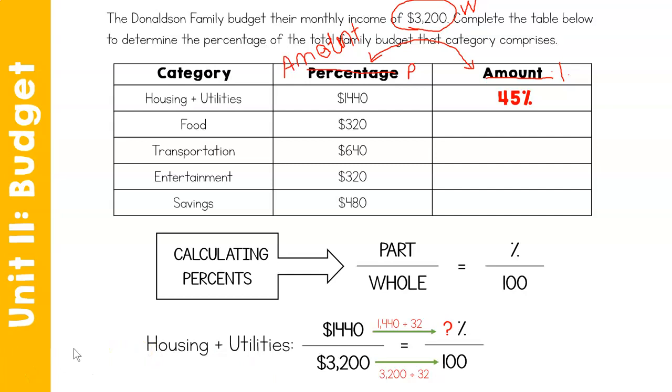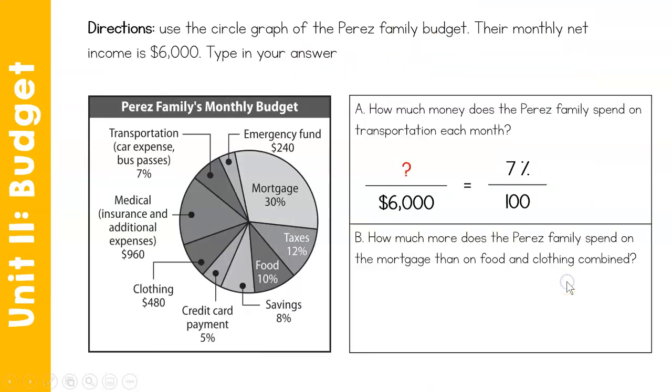Okay, so hopefully you solved for these. We're going to run through these really quickly. For food, you should have gotten 10%. For transportation, you should have gotten 20%. For entertainment, you also got 10% because they are the same amount. And for savings, you should have gotten 15%. And to double check, again, you could always add up all of your percentages and make sure that they are equal to 100.